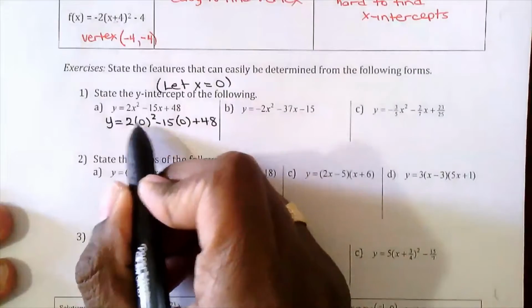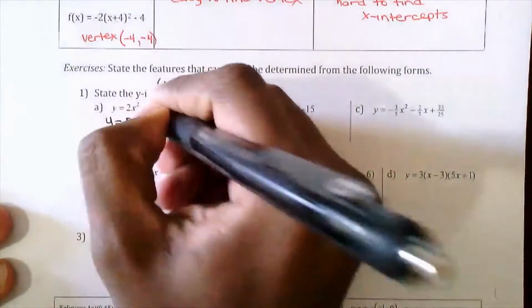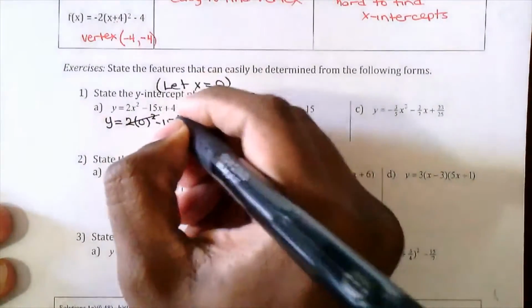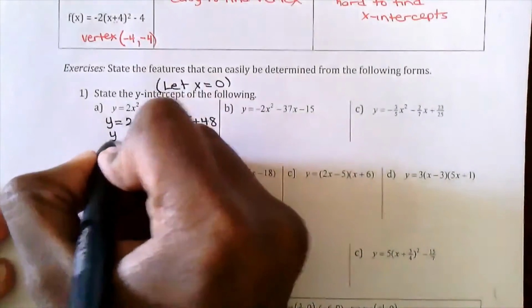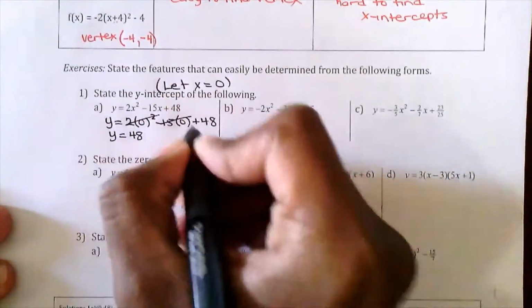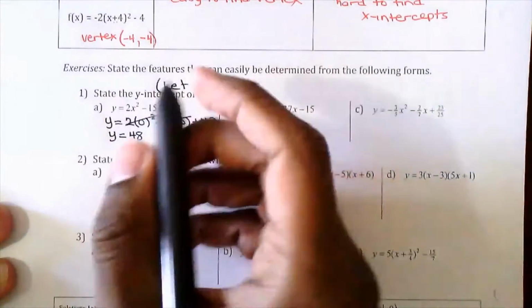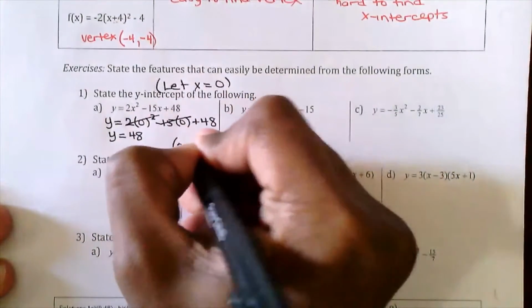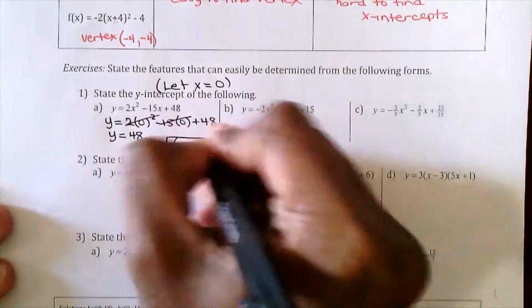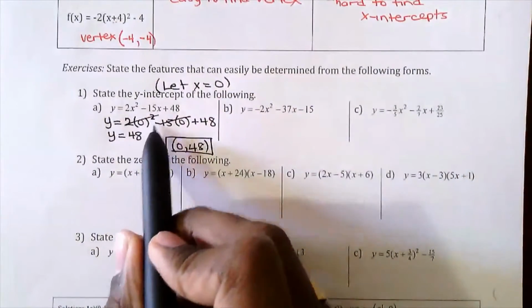Again, you have 0 times a number, which will cross out and become 0. You're left with y is equal to 48. And remember, that just gives you the y-coordinate. When it asks for a y-intercept, I do need a point, (0, 48). So you can do it this way. There's nothing wrong with that.